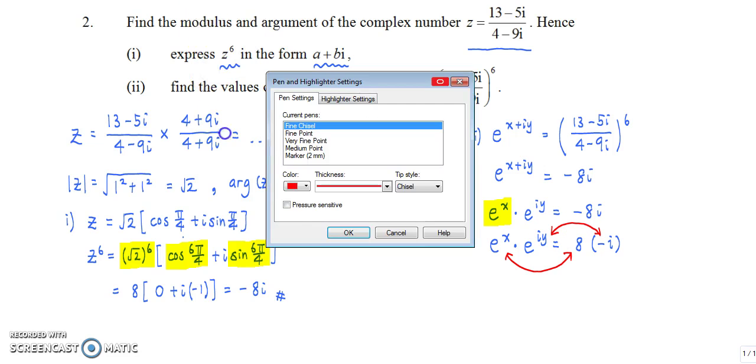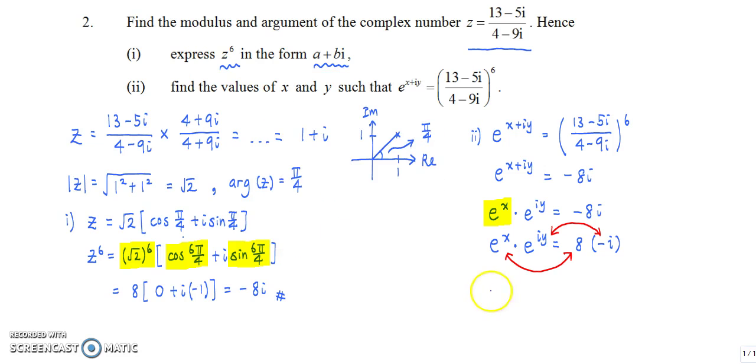So with that, we are able now to solve for our value of x and our value of y. We can see that e to the power x equals to 8. So therefore x is equals to ln 8, which you can simplify to become 3 ln 2.